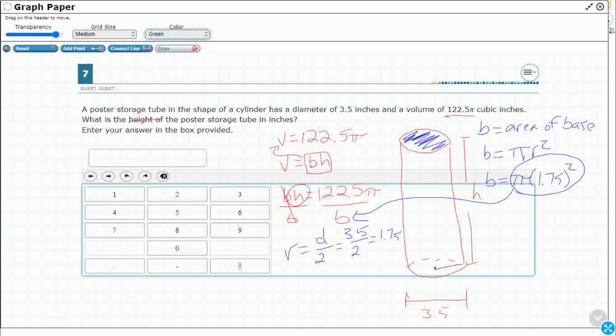Let me change colors. I'm going to write it over here. So I've got 122.5 pi divided by pi times 1.75 squared. All of this is supposed to equal my height. You know what? You can cross out the pi's. I've just got 122.5 divided by 1.75 squared.